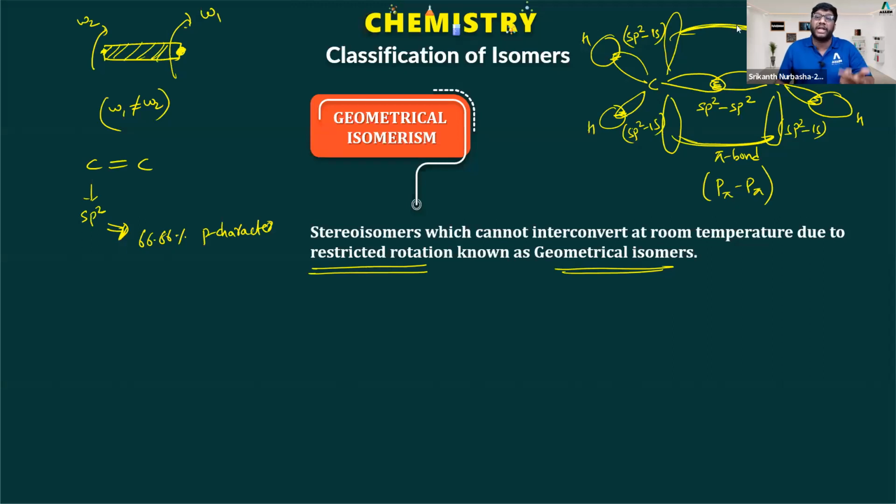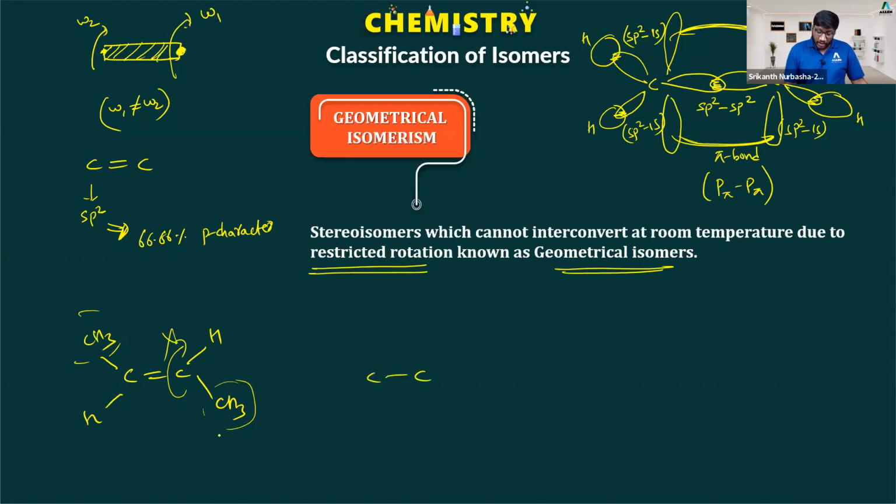If it wants to rotate, the pi orbital overlapping has to be disturbed, but that overlapping is already there. So if I provide energy to break that overlapping, then only rotation is possible. If not, rotation will not happen. So whenever I have a carbon-carbon double bond system, the groups present, CH3 here and H here and CH3 here, this CH3 lies here only, because rotation around this carbon atom is not happening.